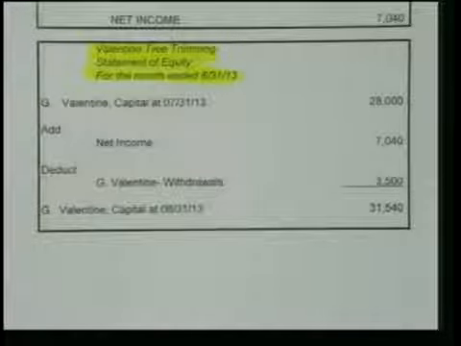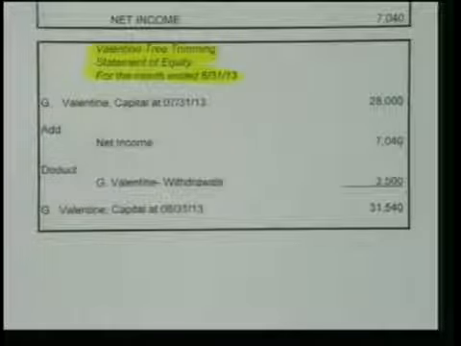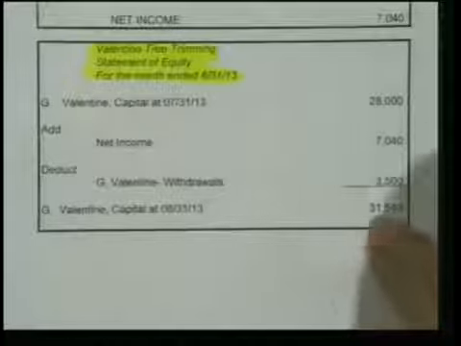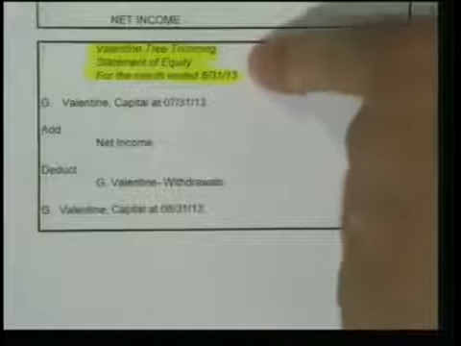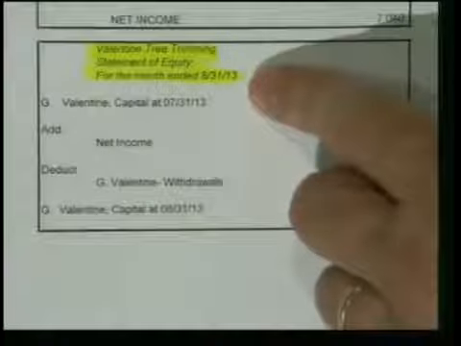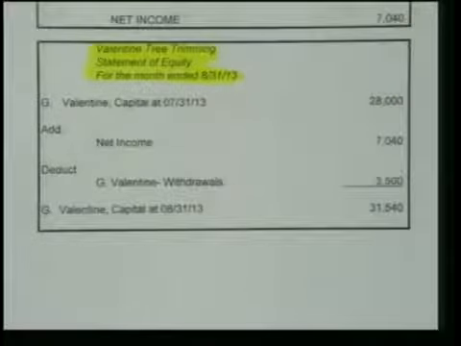Whoops, wrong way. We have our beginning balance of capital, which was $28,000. We add our net income. There were not any investments by the owner in this period. That's fine, that's not always going to be the case. And then we deduct the withdrawals that Valentine made, correct, which was $3,500. That gives us an ending balance of capital of $31,540. Once again, it's prepared in proper form. The name of the company, the name of the statement, and it's dated properly for the month ended 8/31/13. The way that this is dated will always be the same as the income statement.